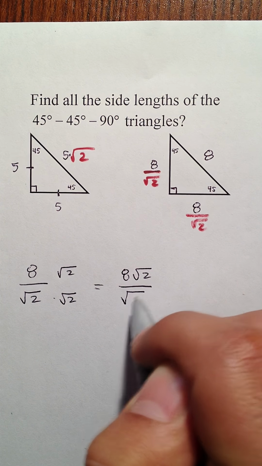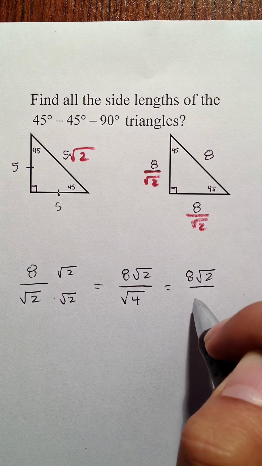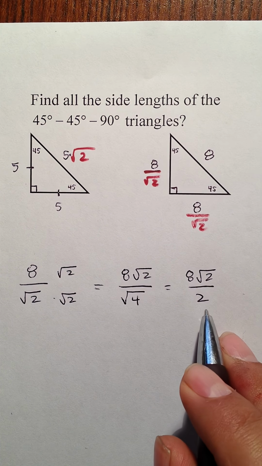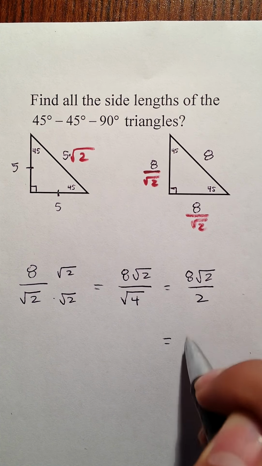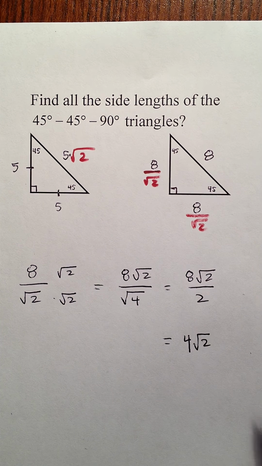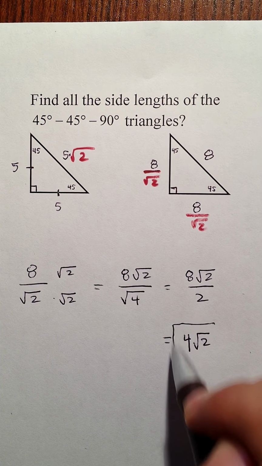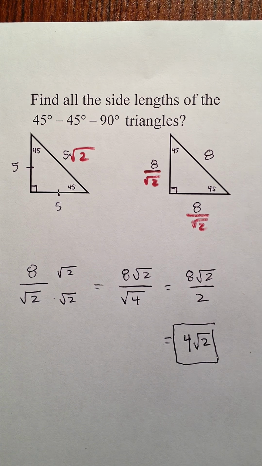This becomes technically radical 4, which simplifies down to 8 radical 2 over 2, because the square root of 4 is 2. Now this 8 and this 2 are going to simplify, which will turn into 4 radical 2. 8 divided by 2 is 4. This is the length of this side and this side.